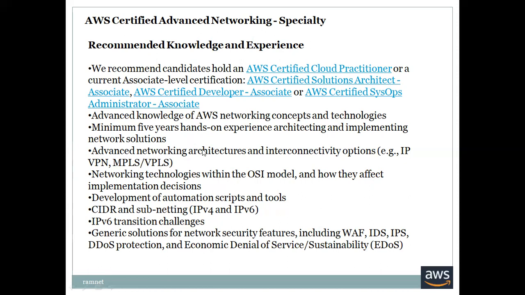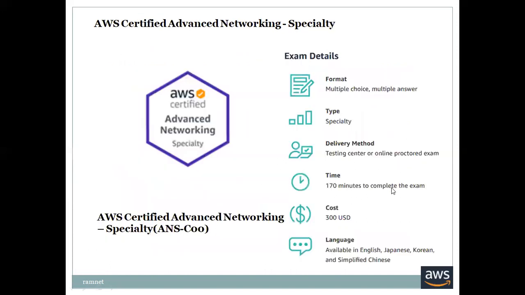Okay. Advanced networking architectures and interconnectivity options, for example, IPVPN, MPLS, and VPLS, and other things. Networking technologies within the OSI model, and how they affect implementation decisions. Development and automation scripts and tools. CIDR and subnetting. IPv6 transition challenges. Generic solutions for network security features, including WAF, IDS, IPS, DDoS protection, and economic denial of service and sustainability, DDoS. So what they're looking for is that you should have a certification at either the Solution Architect level or the Cloud Practitioner level, so that you can come to this level. That's what is expected. You just need to have tremendous experience on the networking side, as well as on the AWS platform. You should have done a lot of networking. Then you can go for this Specialty Advanced Networking certification.